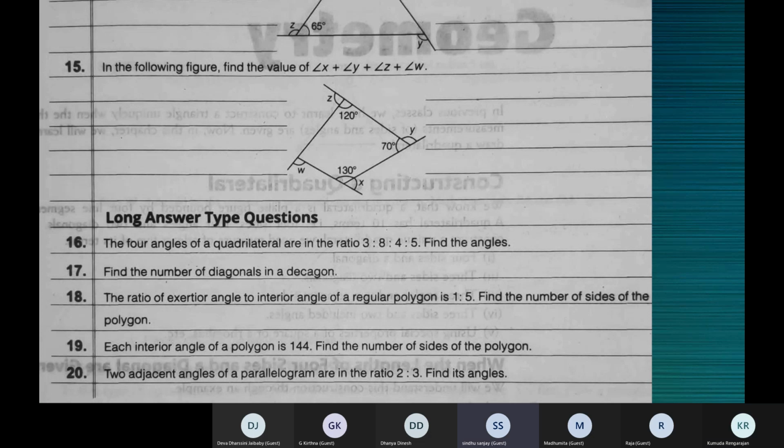360 by 30 degrees, ma'am. Very good. That is the exterior angle. N is 360 by the value of each exterior angle. 360 by 30. So how many sides? 12 sides, ma'am. Very good, 12 sides.